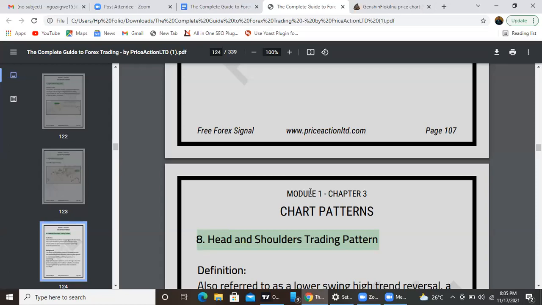All right, as of yesterday, we talked about the double top and double bottom patterns. We talked about the triple top and the triple bottom. So tonight we're going to talk about the head and shoulder trading pattern.